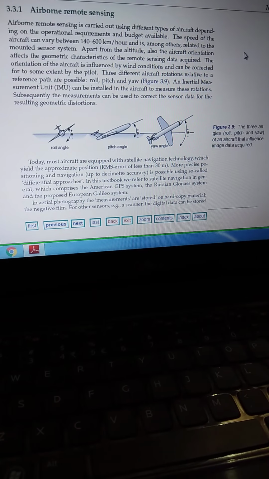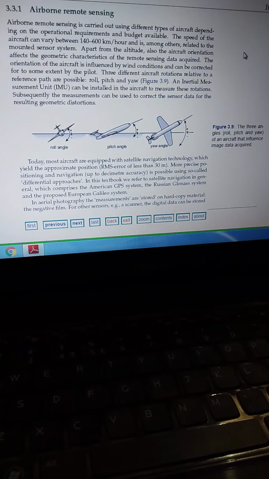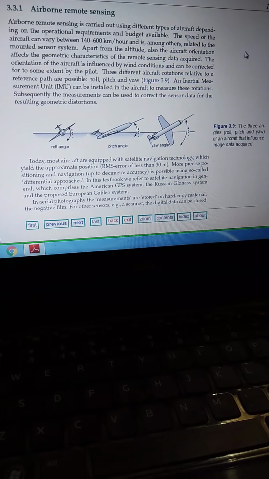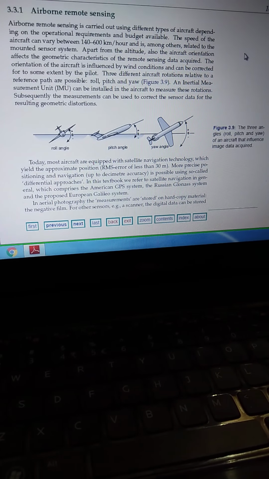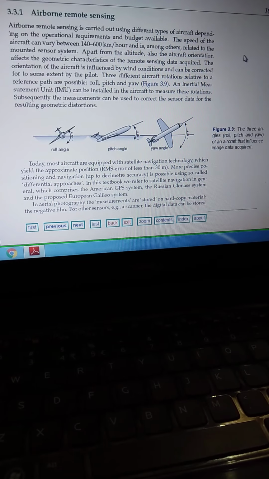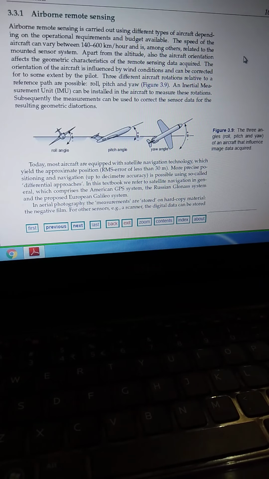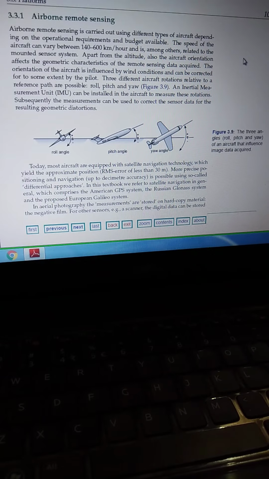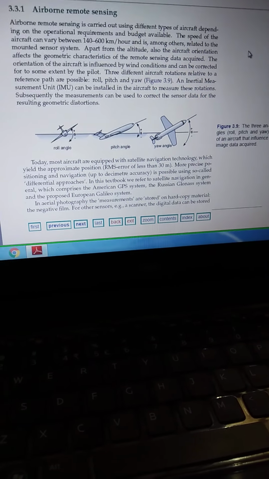First, we will see airborne remote sensing. The figures are given depending upon the roll angle, pitch angle, yaw angle. We are classifying the airborne remote sensing. Airborne remote sensing is carried out using different types of aircraft depending on the operational requirements and budget available.